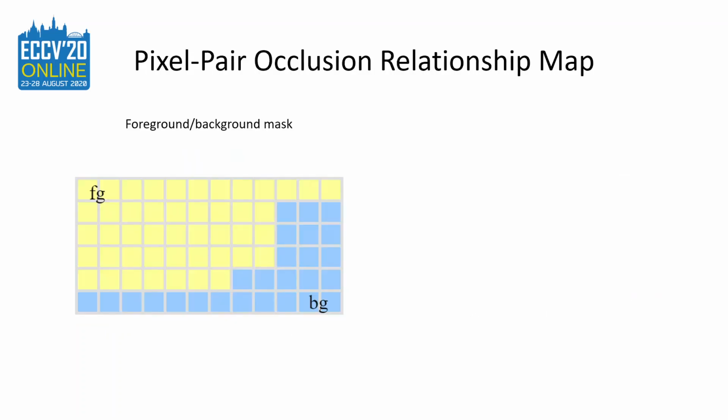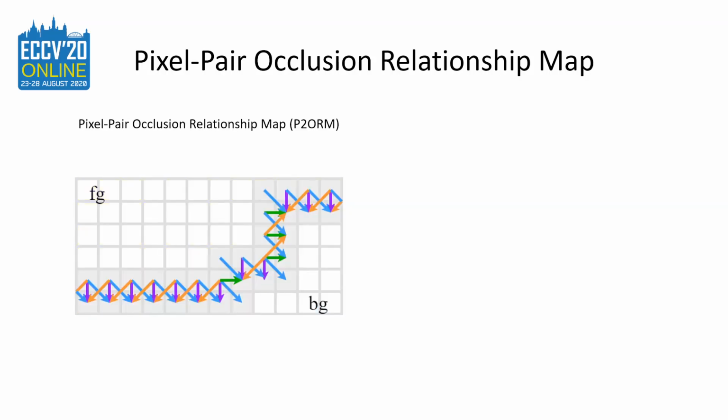As the occlusion relationship is naturally pairwise based on our definition, we therefore propose a pixel pair occlusion relationship map to cover occlusion relationships in 2D images. To illustrate, we consider an image which consists of a foreground region colored yellow and a background region colored blue. The pixel pair occlusion relationship map is illustrated here, and the pixel pairs with occlusions are connected by colored arrows which indicate occlusion directions.